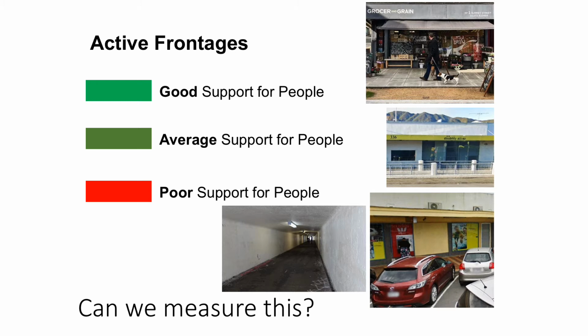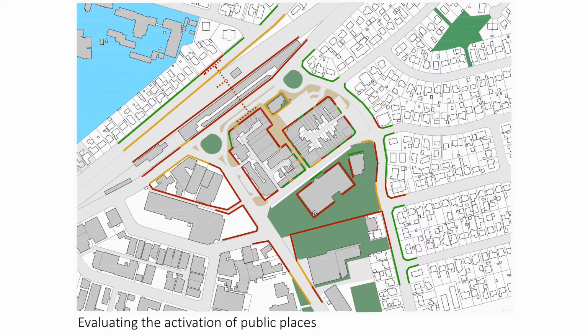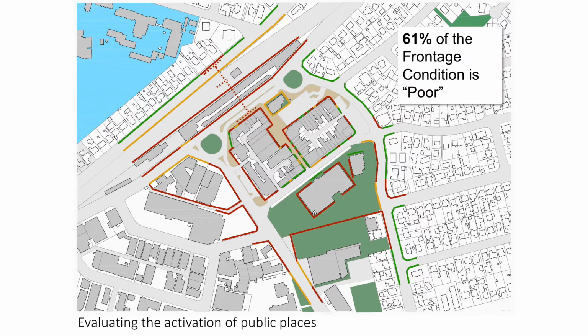We can assess and map these at Naenae, and we can show how the town centre is actually performing. As the survey shows, the majority of the fronts of buildings have a poor relationship to the street, to the plazas and the parks. We've quantified this, and as you can see, work needs to be done to improve the relationship between the buildings and the public spaces, as well as the streets.